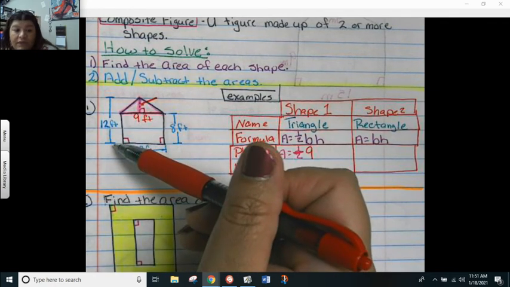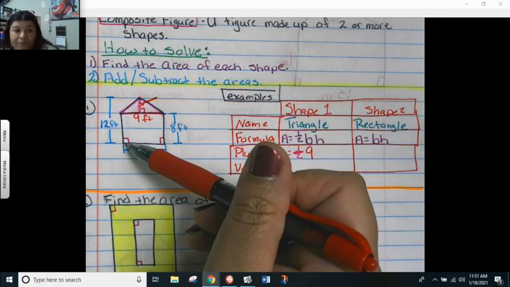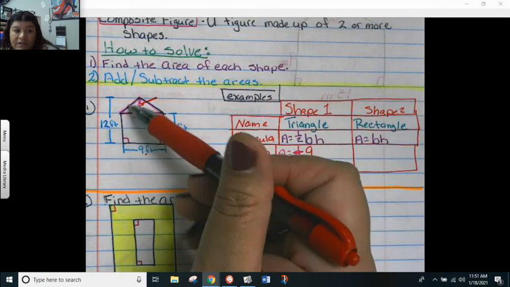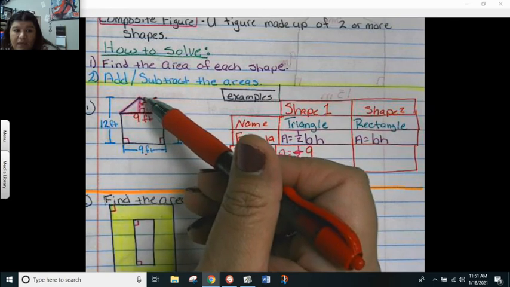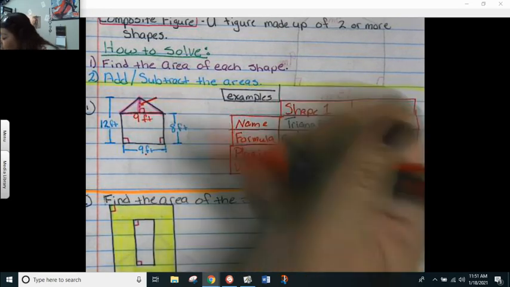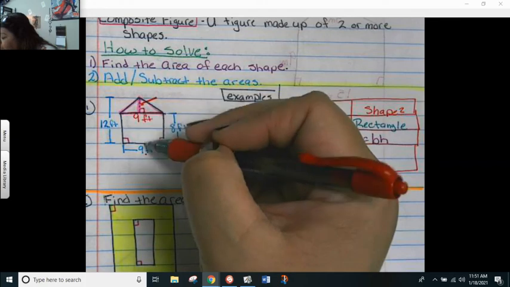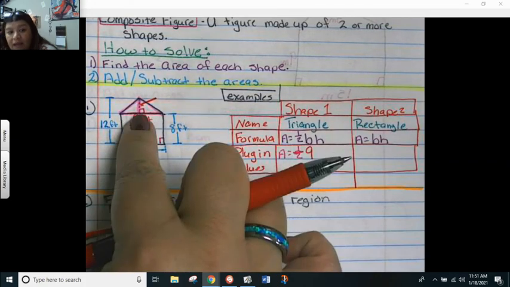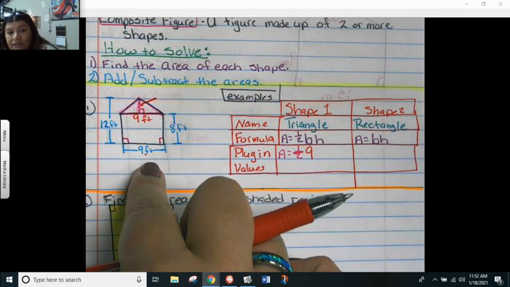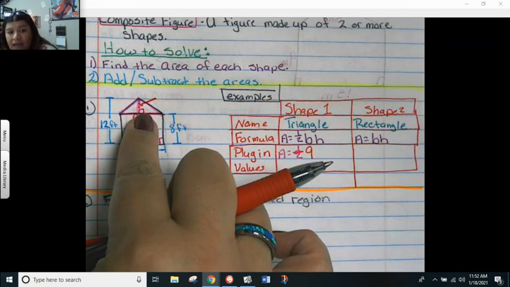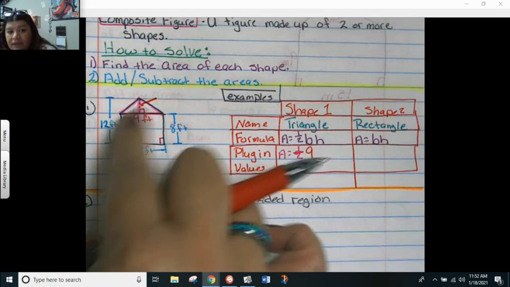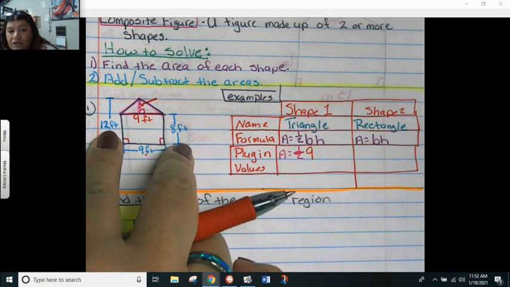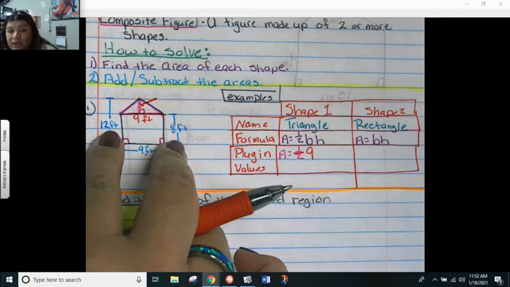Let's see what the 12 stands for. The 12 stands for the bottom of the parallelogram, or rectangle, to the tip of the triangle. So it's this entire thing right here. To figure out the height, well, I know from here to here is 8. I've got to figure out what's left over here to get that 12. So you have to subtract these two, okay?